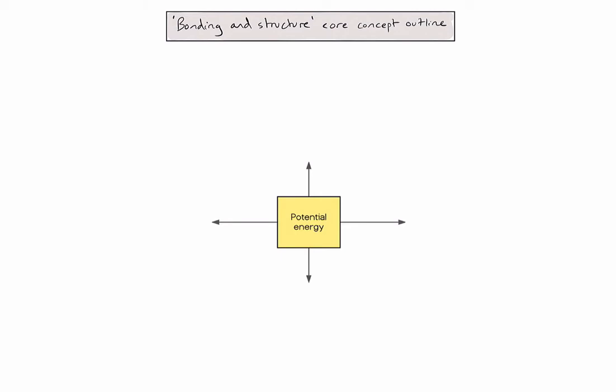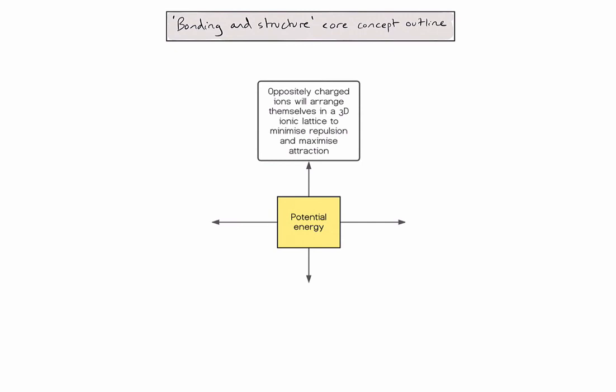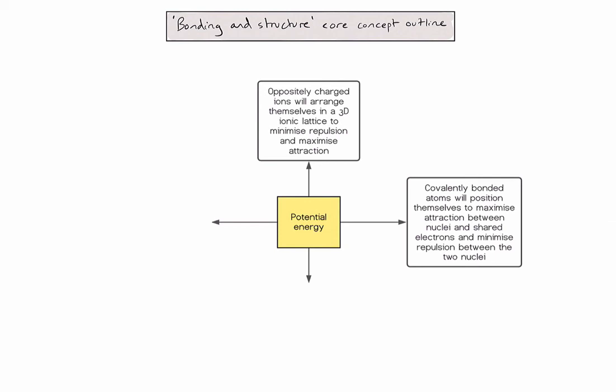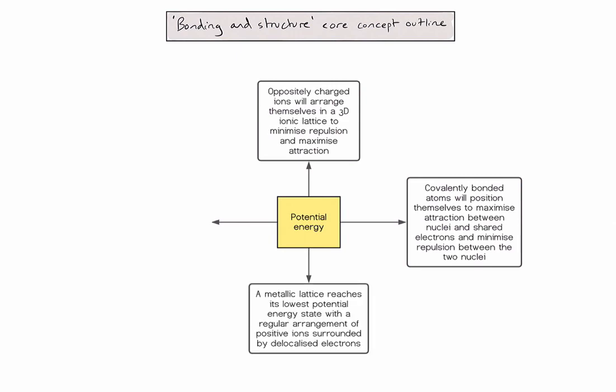So in relation to bonding and structure, there are a number of understandings related to potential energy. As mentioned before, oppositely charged ions will arrange themselves in a 3D ionic lattice to minimise repulsion and maximise attraction between like and oppositely charged ions. In a covalent bond, atoms will position themselves to maximise attraction between nuclei and a shared pair of electrons, but also to minimise repulsion between the 2 nuclei themselves. In metallic substances, the lattice of positive ions and delocalised electrons reaches its lowest potential energy state when those positive ions are in a regular arrangement and surrounded by delocalised electrons.